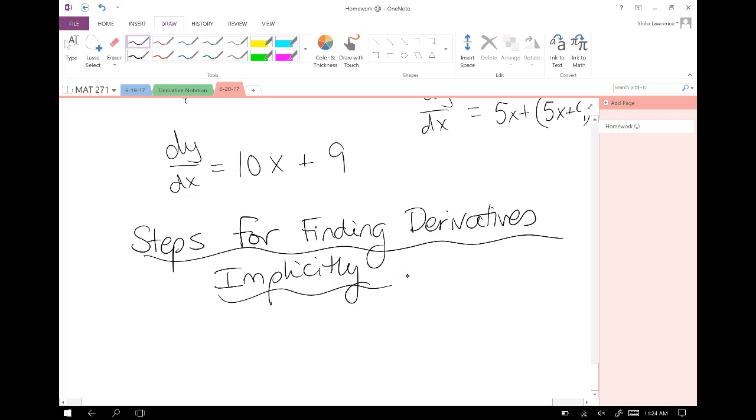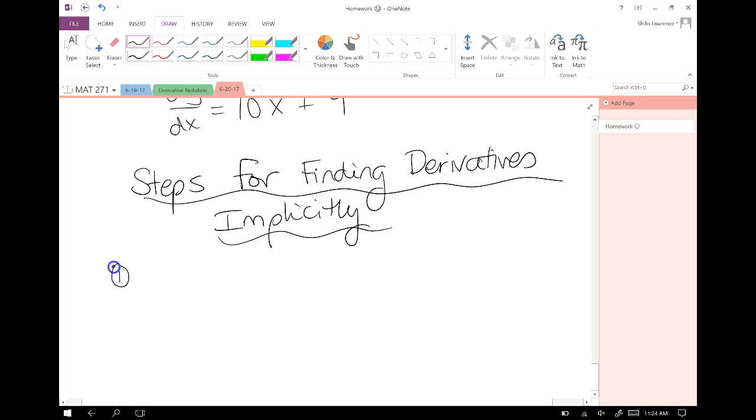I'm not a big fan of steps, but I know some other people are. And this is probably a good place for them, because this section can be complicated, so sometimes it's good to keep your thoughts in order. So if you're ever given an implicit equation and you're asked to find dy dx, that's how we recognize that we need to do this.